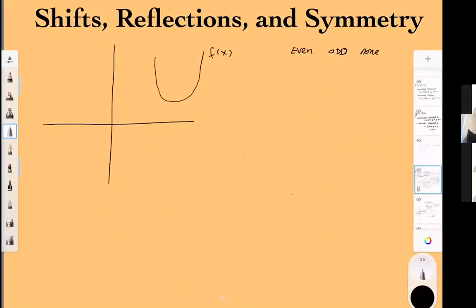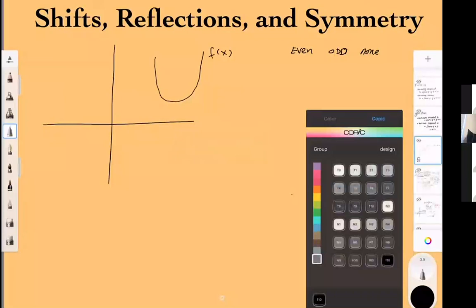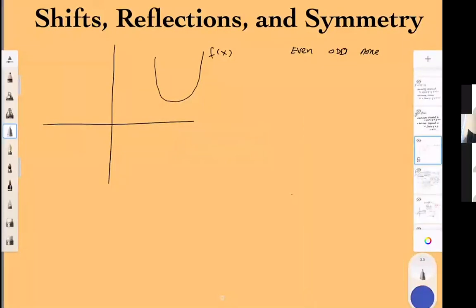Is this even or odd? Or none? It would be none of them, correct? It is not symmetric to the y-axis. Symmetric to the y-axis means the y-axis should cut the graph exactly in half, but the graph doesn't even touch the y-axis. If this part was also part of the graph, it would be odd because it would be reflected through the origin, but we don't have the other parts. So, none.